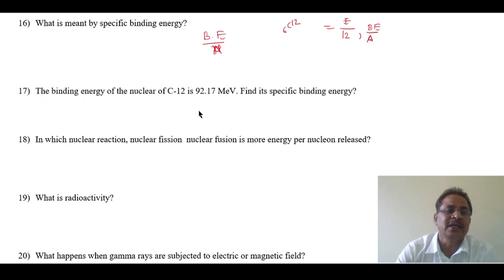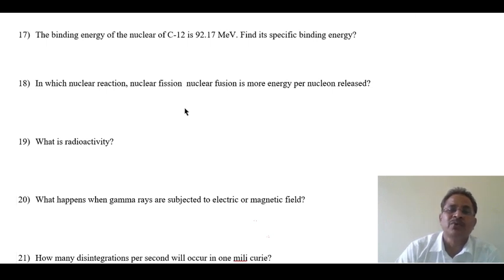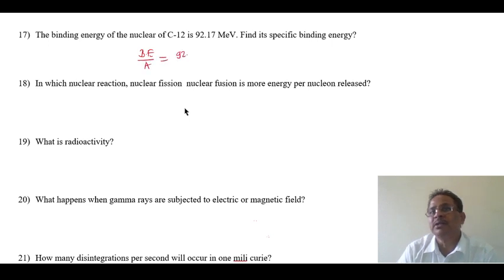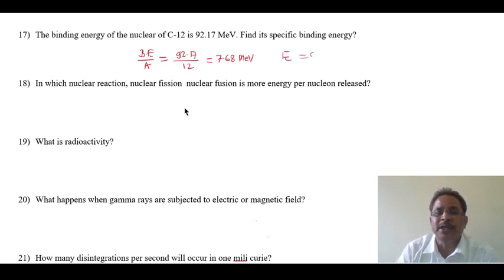So the next example is exactly related to this. The binding energy of the nucleus of C12 is 92.17 MeV. So find its specific binding energy, which is given by binding energy per nucleon, and therefore it is 92.17 divided by 12. If this calculation is done, it comes to around 7.68 MeV. So this is the specific binding energy of carbon. On similar grounds, we can go for iron. It comes to 8.53 million electron volts, and so on.